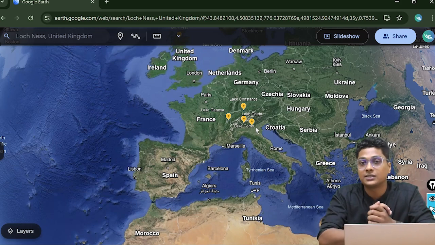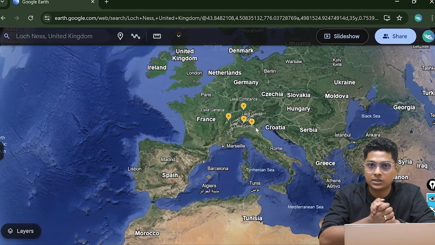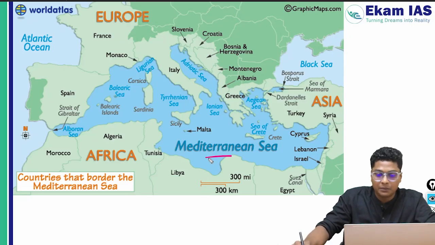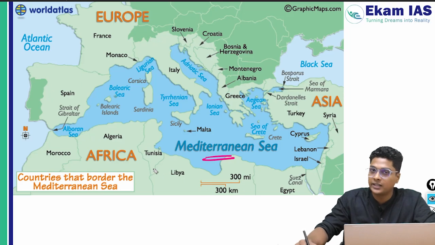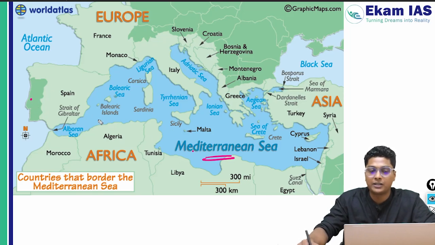Now, as we discussed earlier, we'll start with the bordering countries of the major water bodies. Okay, in this image, we'll be discussing Mediterranean. We have talked about the African side earlier. I'm not going to that part. Rather, remember this very important detail that you need to remember. Portugal is not sharing border with Mediterranean. Only Spain is sharing border with Mediterranean.